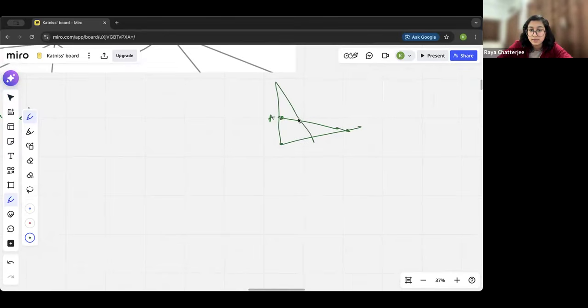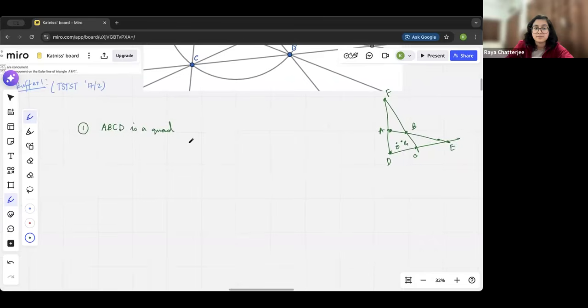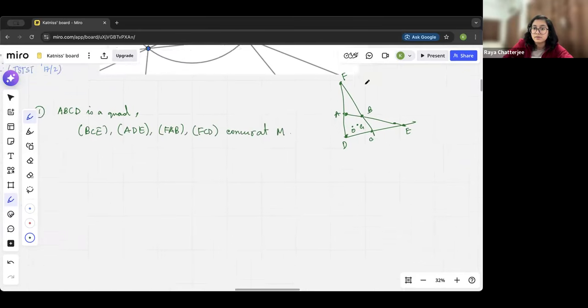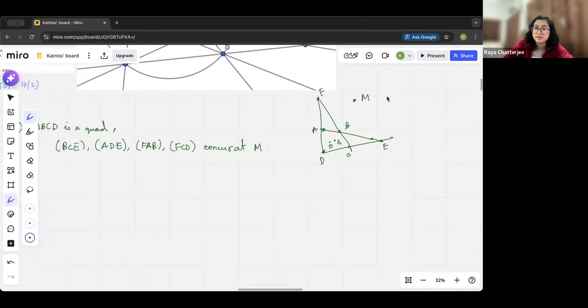So if ABCD is a quadrilateral, and this is say E, this is F, and the inside one is G, and this is O. So this is going to be my reference diagram for everything. So then circles BCE, ADE, FAB, and FCD concur at M. So here is M and it is the Miquel point.